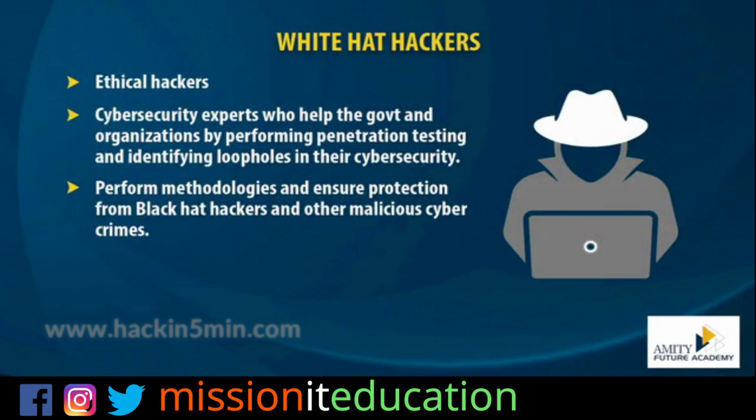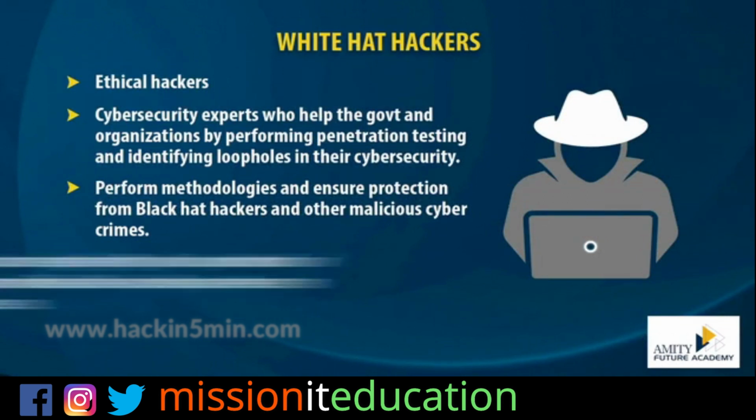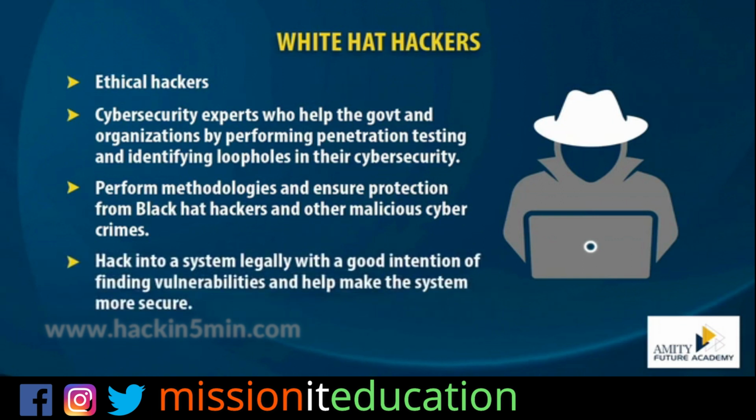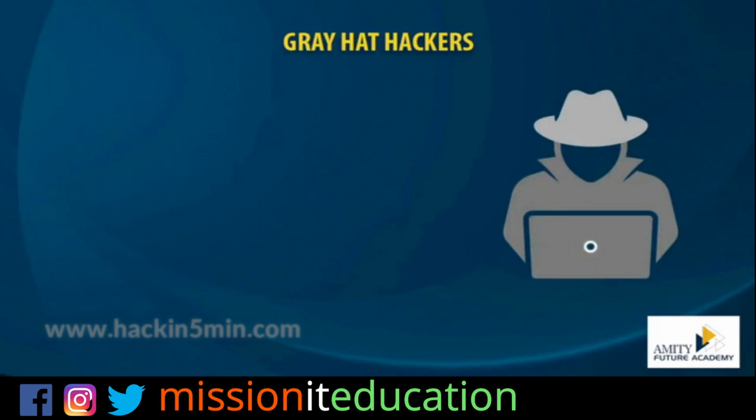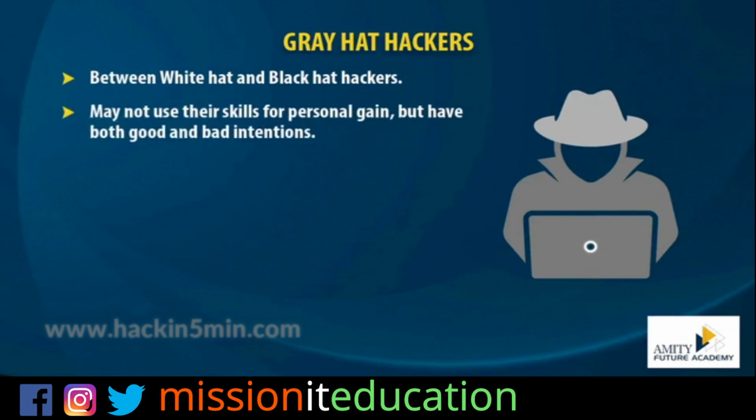Now, to simply state it, these are the right people who are on your side. They will hack into your system with the good intention of finding vulnerabilities and help you make your system more secure. Now the third type of hackers is gray hat hackers. Gray hat hackers fall somewhere in between white hat and black hat hackers. While they may not use their skills for personal gain, they can have both good and bad intentions.